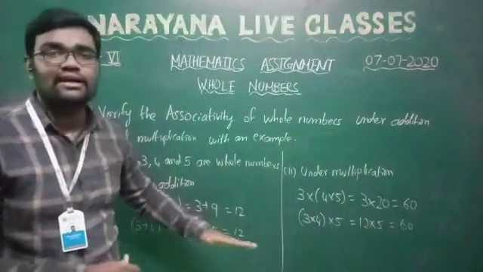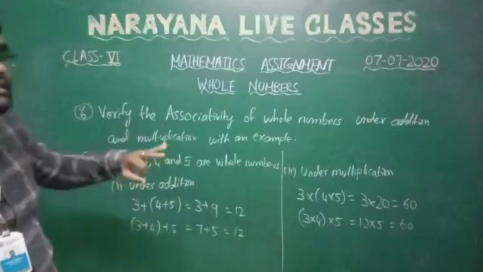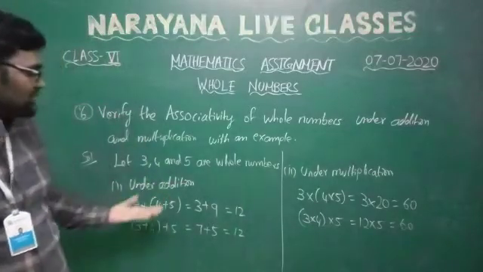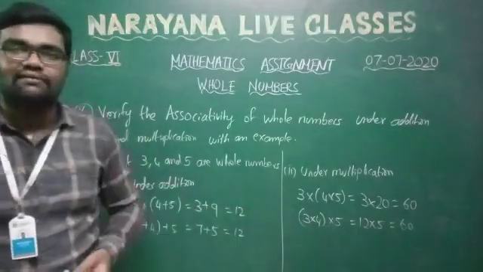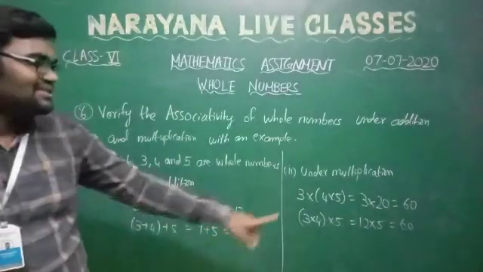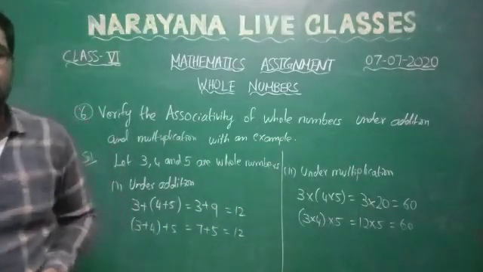They are asking us to verify. So we are taking one example. 3 numbers you should take for the associative property. Those 3 numbers under addition as well as multiplication we have proved. Both we are getting the same answer. Hence this is verified. Okay, students.